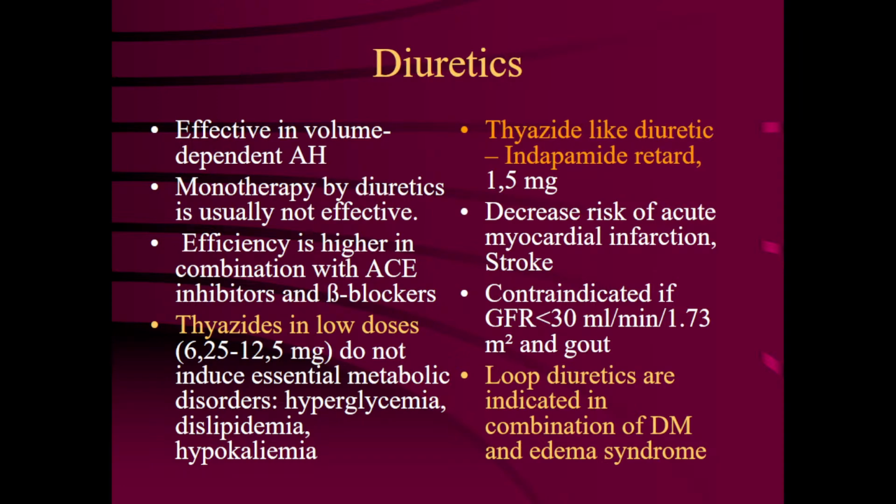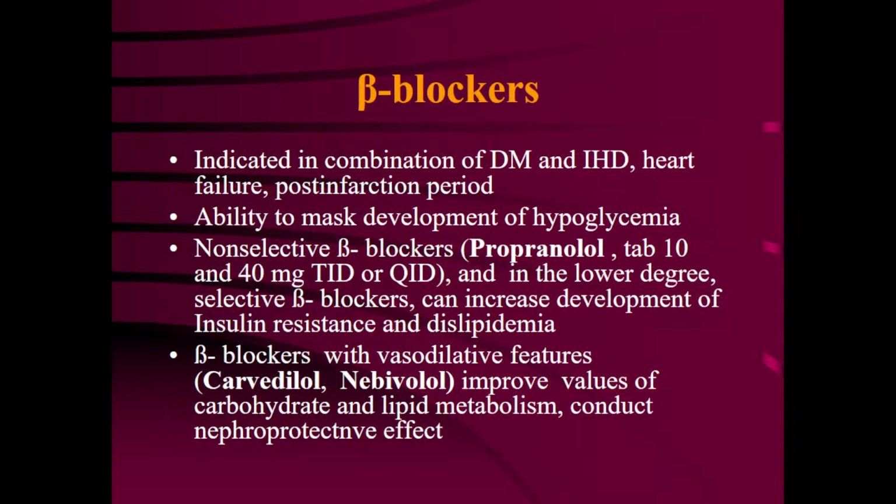They are contraindicated if glomerular filtration rate is less than 30 milliliters per minute. And loop diuretics are indicated in combination of diabetes mellitus and edema syndrome. So diuretics are of great importance. And beta blockers are indicated in combination of diabetes mellitus and ischemic heart disease, heart failure, and post-infarction period. They can make the duration of patient's life longer.